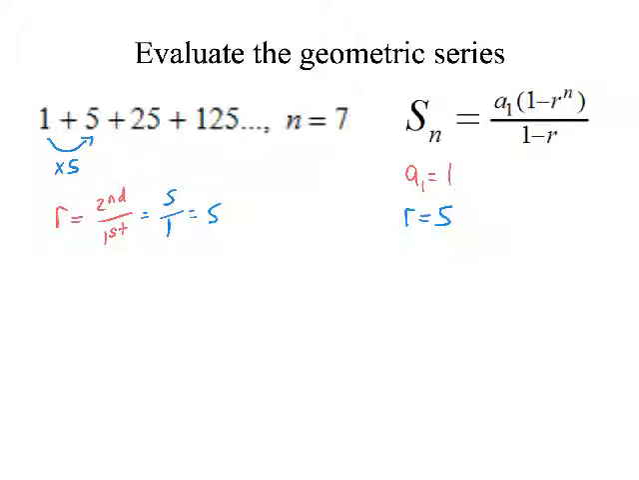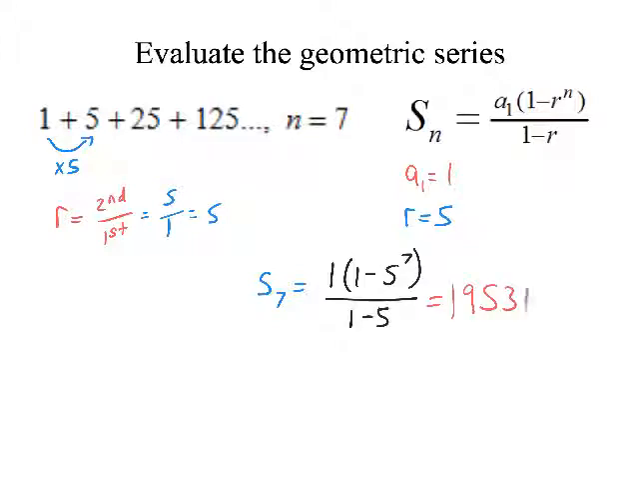So here's what it would look like. We would have S of 7, because N is 7, equal to A1, which is 1, times 1 minus R, which is 5, to the nth term, which is 7th, all over 1 minus R, which is 5. So you simply type that in your calculator, and your calculator will give you 19,531. And that would be the sum of all those numbers.